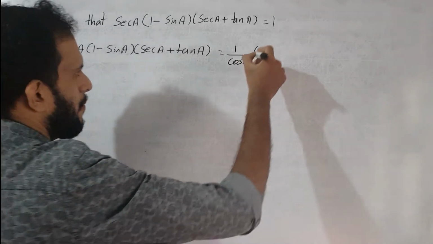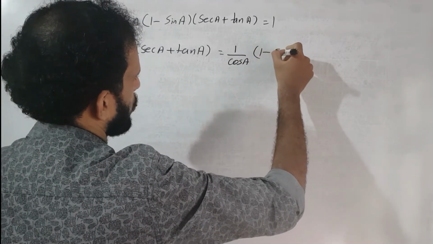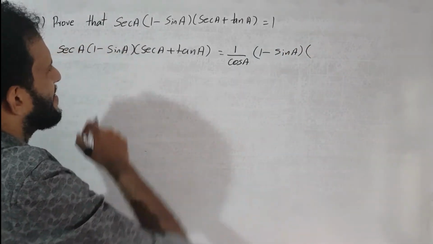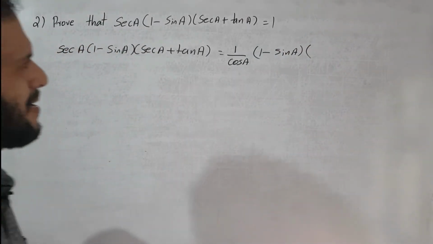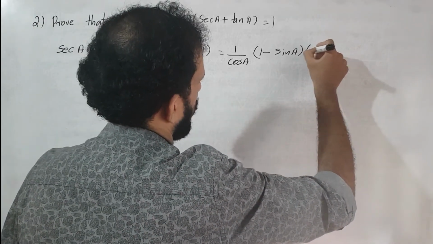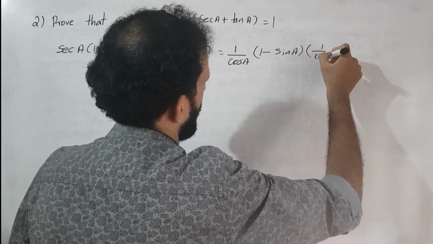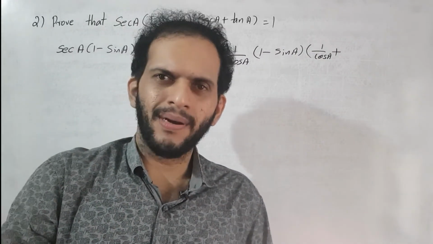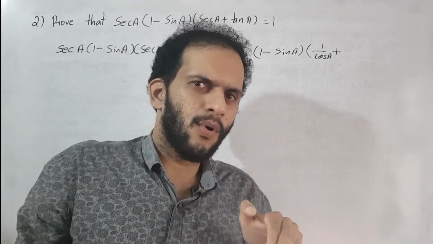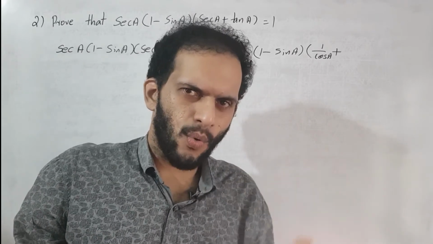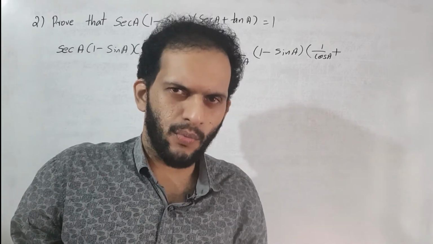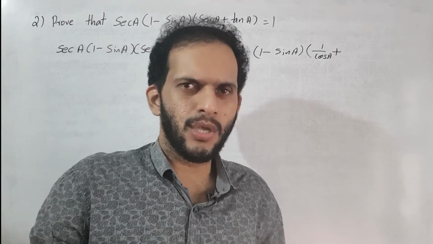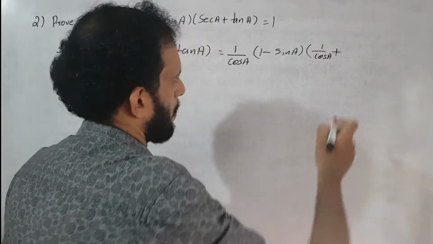So 1 by sine, 1 minus sine. If there is no change into the next again sec. What is sec? Sec is equal to 1 by cos. Then 1 by cos A plus what is tan? Tan is 1 by cot, but if you write 1 by cot it is not in terms of sine and cos, then how is it possible to convert in terms of sine and cos? Yes, it is very clear. Tan A is equal to sine A by cos A.